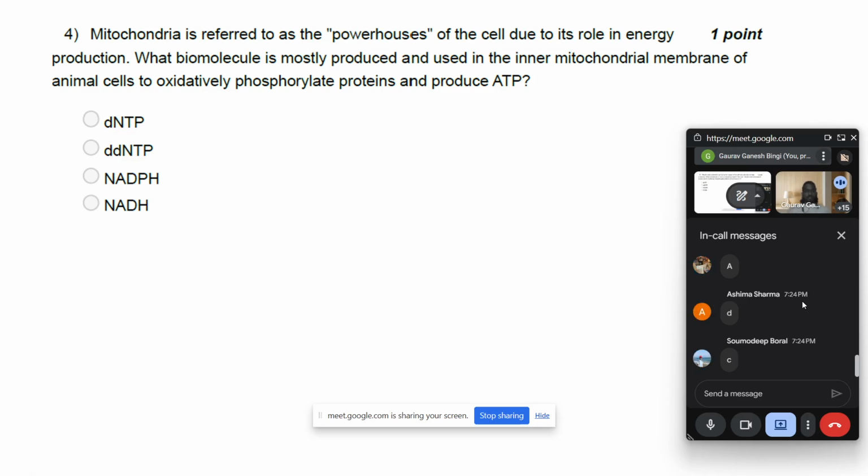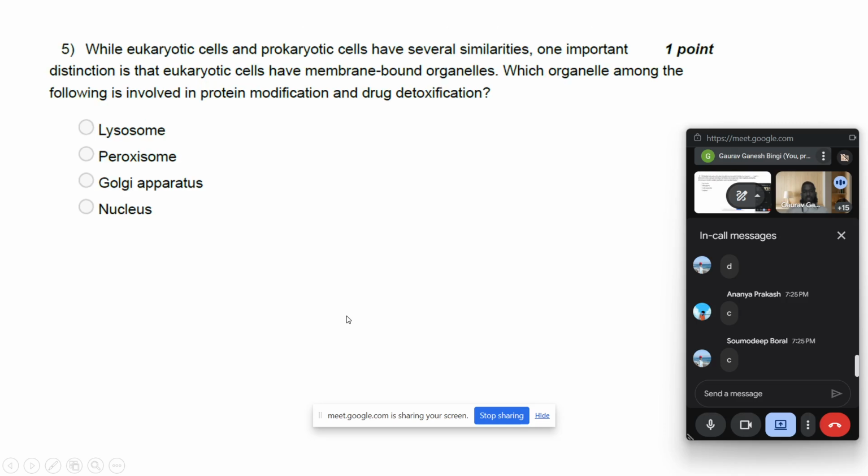Ashima says D, Soumyadeep says C. Most of you are saying C, but please look into this as well: inner mitochondrial membrane of animal cell, and not plant cell. Yes, the answer is D. And if it was a plant cell, the answer would be C. But it is an animal cell, so the answer is NADH.